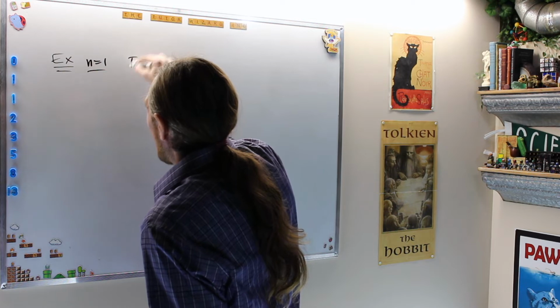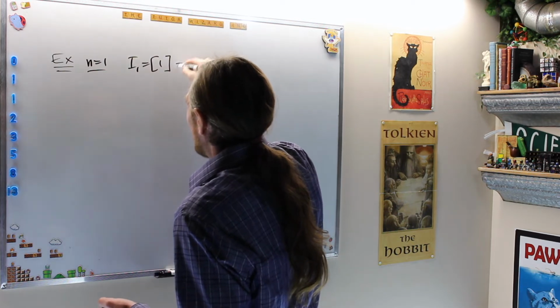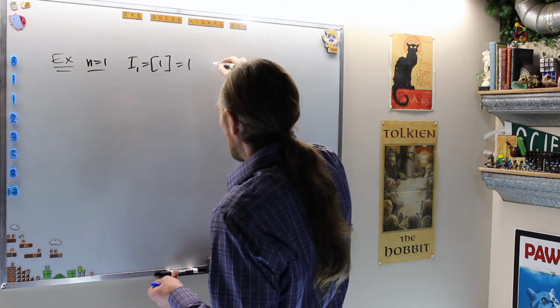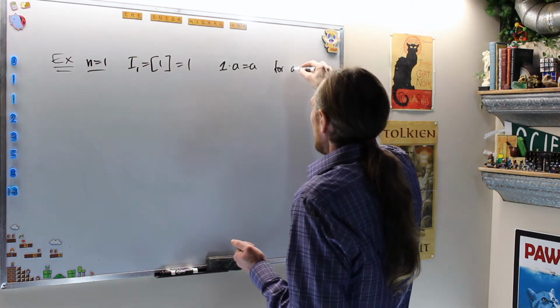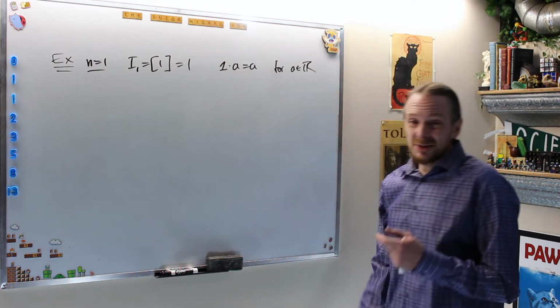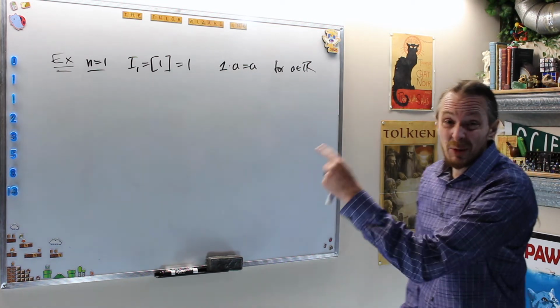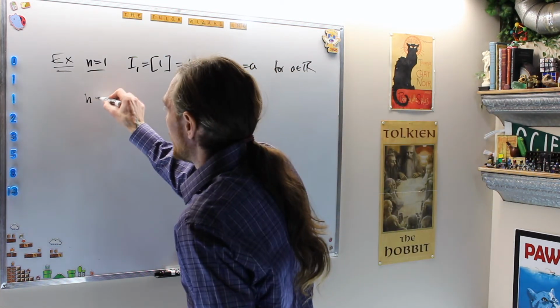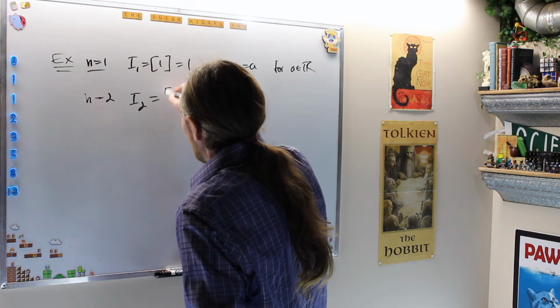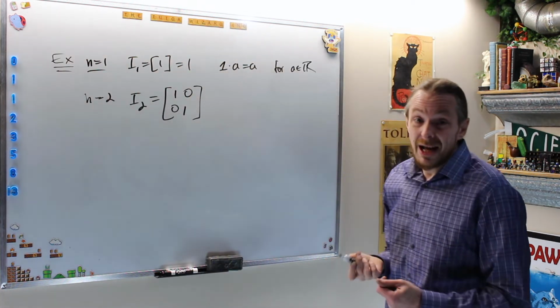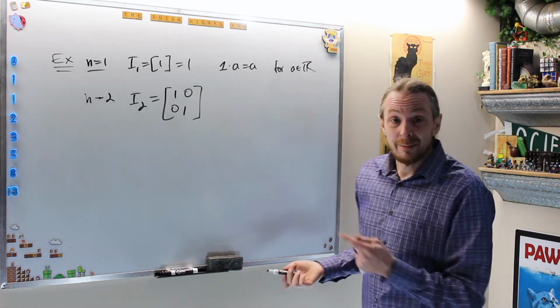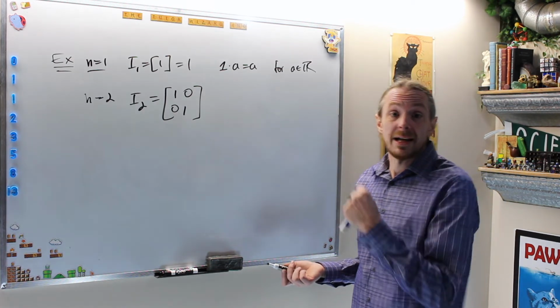When n is 1, I_1 is the 1 by 1 matrix, this, which is the number 1, and we know that 1 times a equals a for any real number a. So in one dimension, the 1 by 1 identity matrix is the number 1. When n equals 2, we have I_2, which is [1, 0; 0, 1]. Notice that it is both upper and lower triangular, or a diagonal matrix, so the identity matrix is always a diagonal matrix.